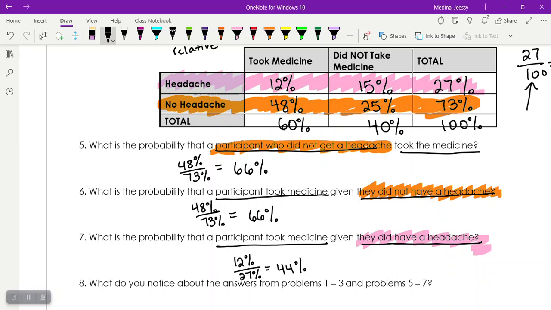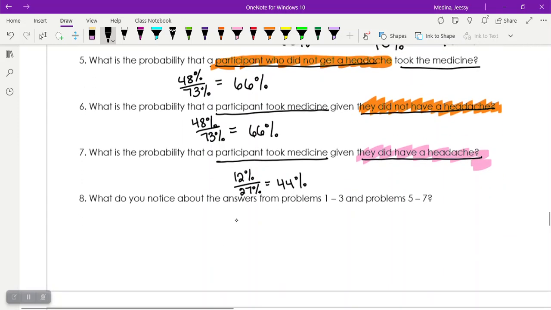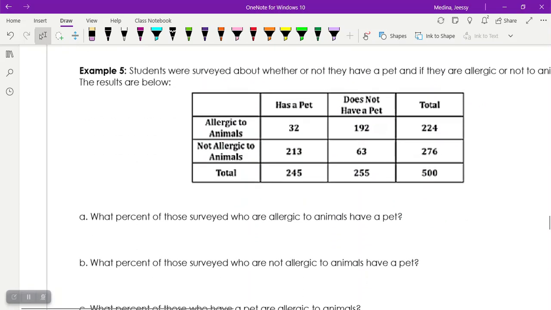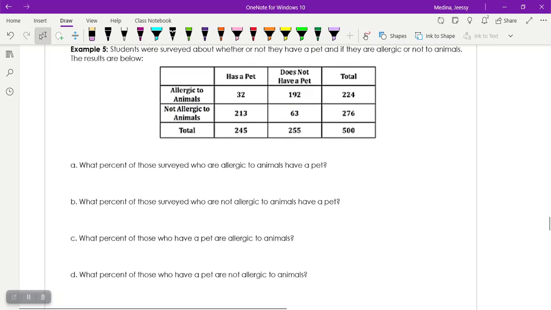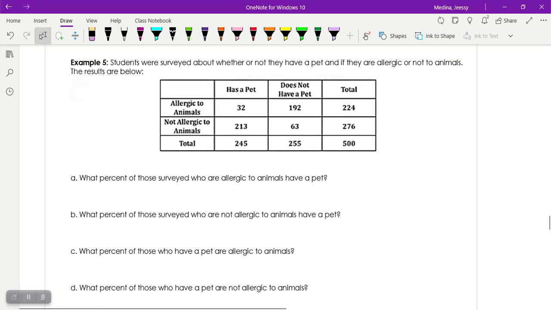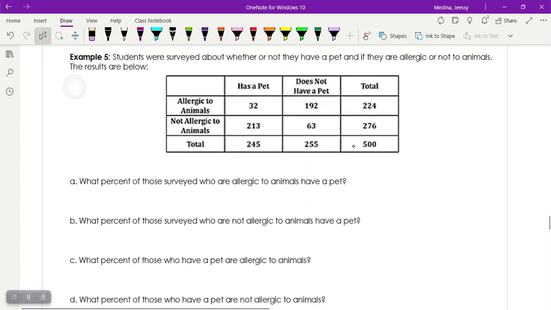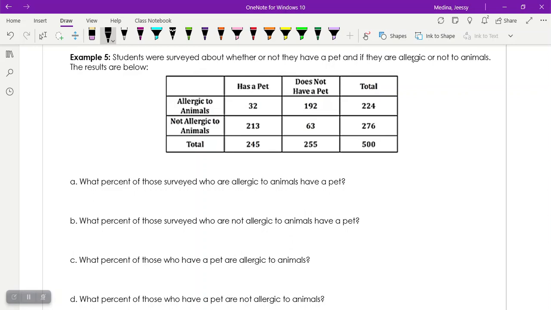Okay. All right, I already talked about some problems being the same, okay? Now this one. All right, students were surveyed about whether or not they have a pet or if they're allergic or not to animals. The results are shown below. Now, when you do this one, I want you to write down the two numbers that you're using and then turn it into a percent. Clear?